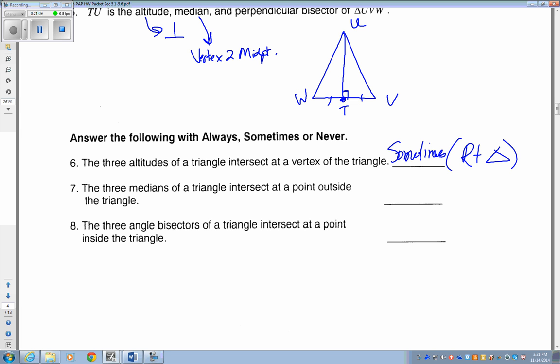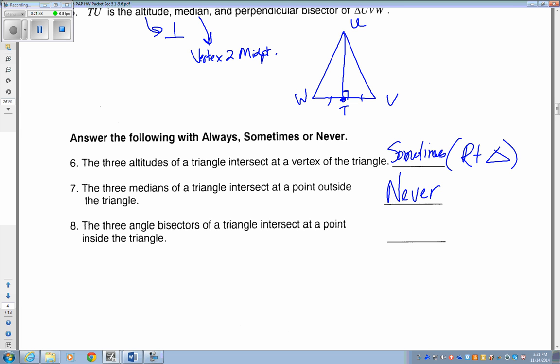All right, so 3 medians. Okay, what point of concurrency deals with 3 medians? Centroid. So look at your centroid column. It says 3 medians of a triangle intersect at a point outside the triangle. Can that happen? Does your centroid ever happen outside? No. So this would be never. It's always inside.